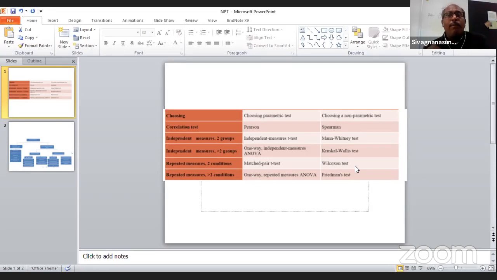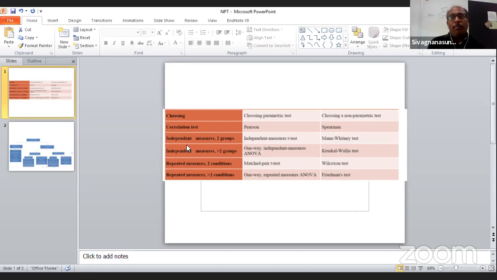So what if in a matched pair t-test, the time period at which the data is compared is only 2? What if I am comparing multiple time periods? Then I have to use the Friedman test. Similarly, when the data is measured over a period of time, then I have to use one-way repeated measures. In fact, we have not discussed one-way repeated measures ANOVA. If you want, I can show you a sample of one-way repeated measures ANOVA and the Friedman test.